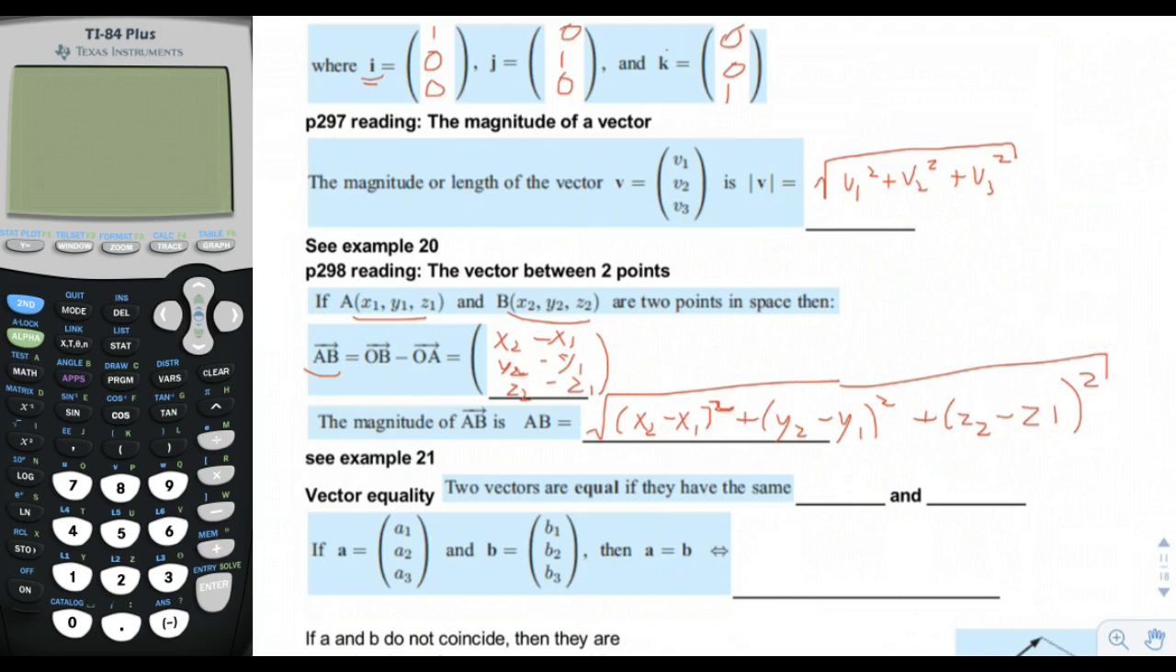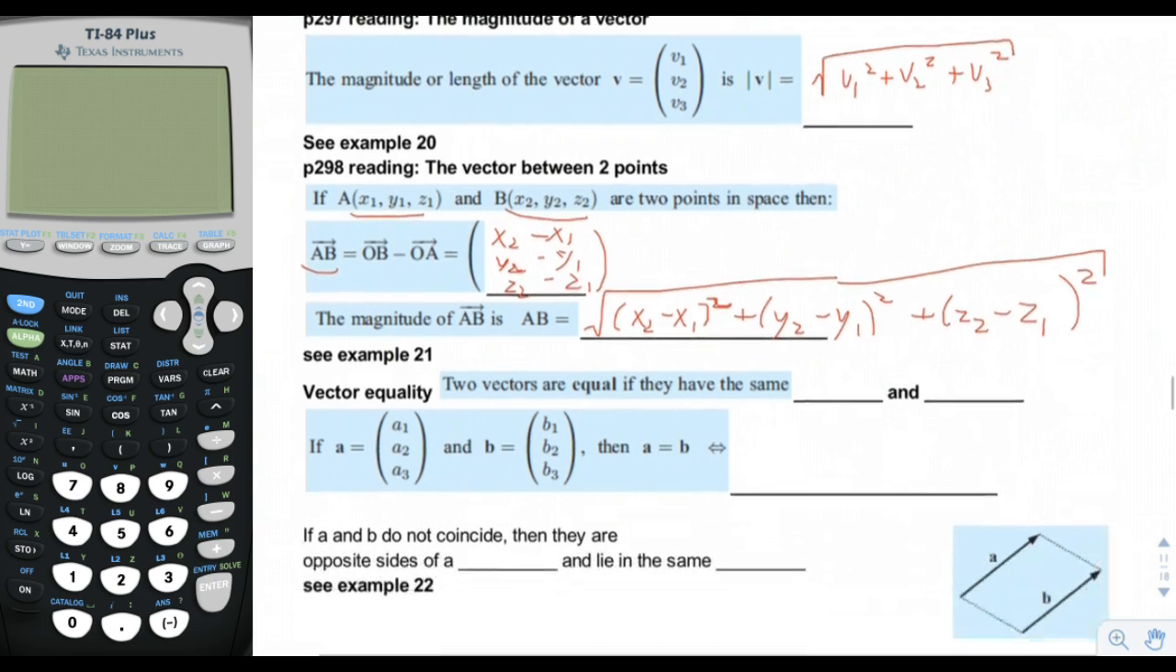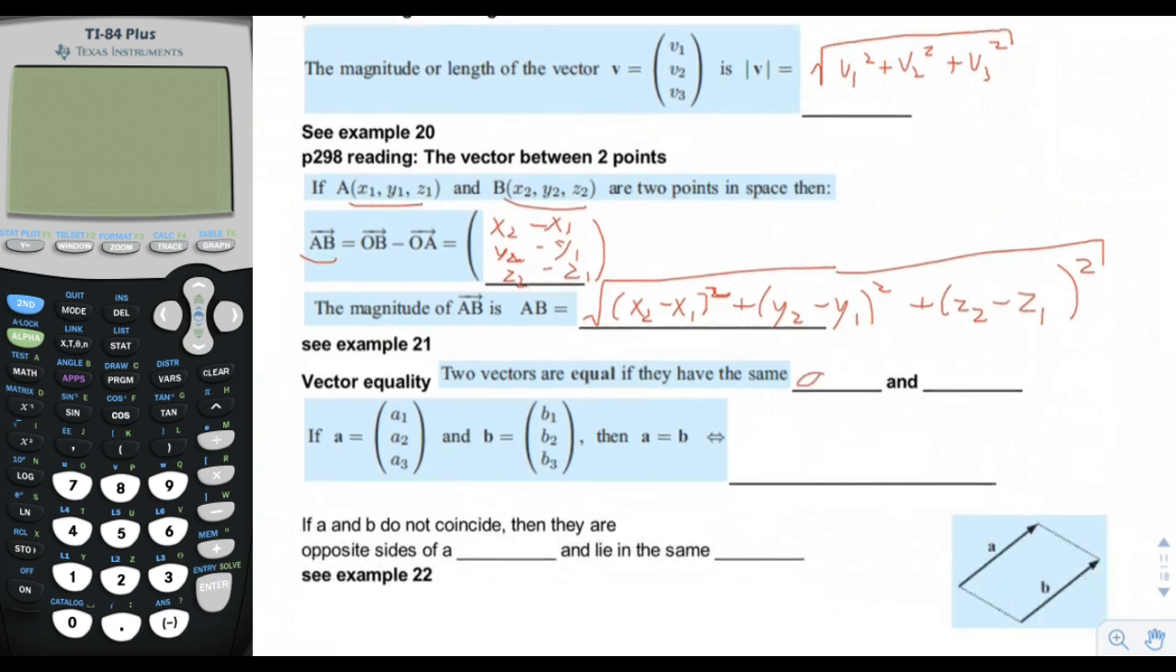Okay, vector equality. Two vectors are equal if they have the same direction and magnitude. Okay. If A is (A1, A2, A3) and B is (B1, B2, B3), and A is equal to B, then that's the same thing as A1 is equal to B1, A2 is equal to B2, and A3 is equal to B3.